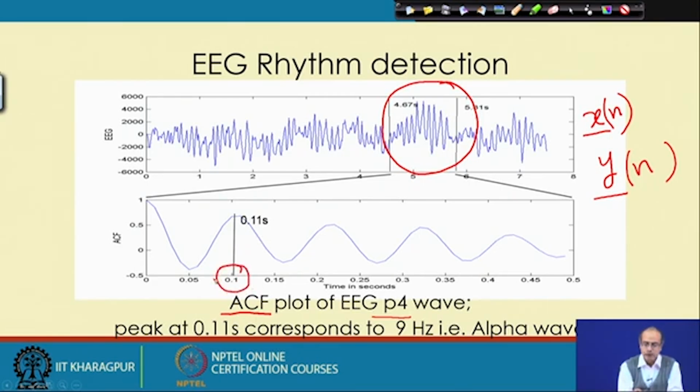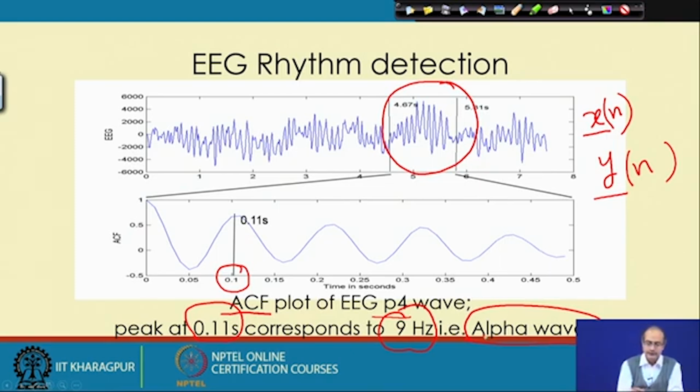at about 0.11 second. If we take the inverse of it, that gives us 9. That means that a 9 hertz signal is predominant here, and as that is within the range of the alpha wave, we say that the alpha wave is present in the P4 signal. So, that is what we could get out of this exercise.